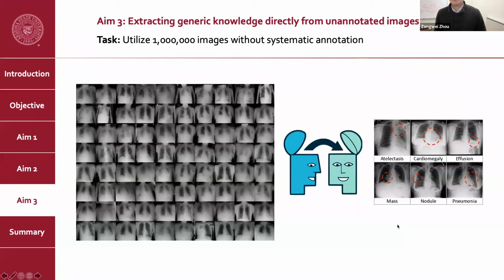So far, we have only discussed how to use annotated images, but it is also important to recognize the power of unannotated images. Therefore, my third aim is to extract generic knowledge directly from unlabeled images, so that the deep model can transfer this generic knowledge to many other imaging tasks. Now, how do we extract this general knowledge?